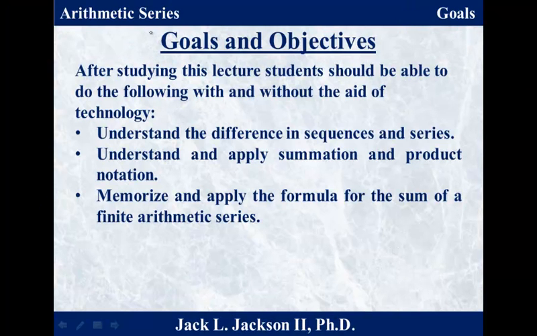Okay, so after looking at this video, you should be able to understand the difference in sequence and series, understand and apply summation and product notation, and you should memorize this formula for the sum of a finite arithmetic series and be able to apply it in real-world examples. So now we know a little bit about an arithmetic series.